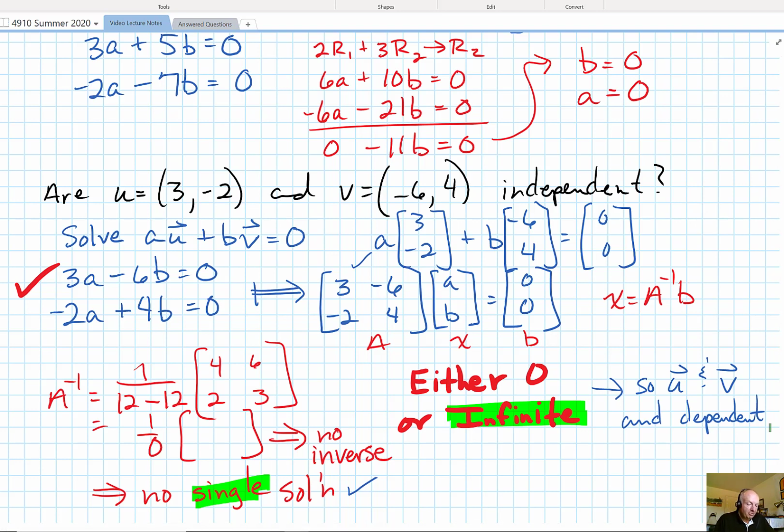Now, last, before we leave this problem, we're not surprised these 2 vectors are dependent, because look at them. One of them is 3, -2, and the other one is -6, -4. It doesn't take us long to realize that if I hit this one with a -1/2, I get this one. Or if I hit this one with a -2, I get this one. So in other words, one is a scalar multiple of the other. So they should be dependent.